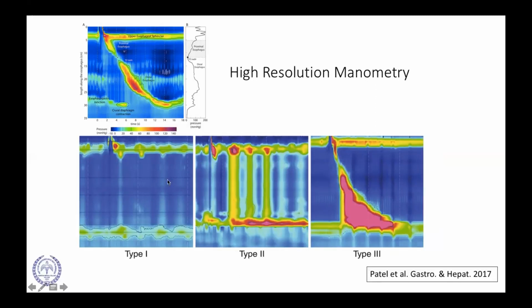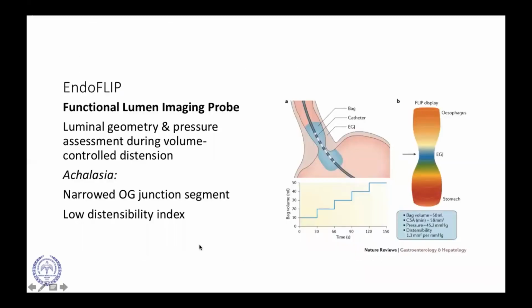In type 1 achalasia, which is a later form of the disease, we see that pressurization disappears. That is because the esophageal body starts dilating and the pressure decreases. In type 3 achalasia, there is a spasm in the lower esophagus. This variant is sometimes called, or used to be traditionally called, vigorous achalasia or spastic achalasia. The EndoFLIP is a new modality that is used to diagnose achalasia when the other modalities are equivocal in their findings. So in achalasia cardia, we're looking for a narrowed OG junction segment and a low distensibility index.